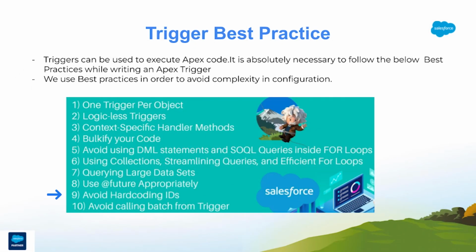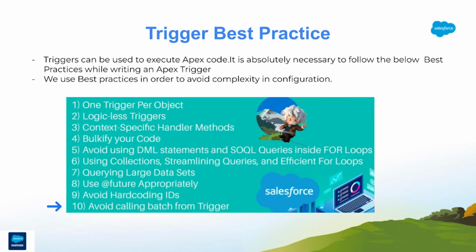Number 9, avoid hard-coding IDs. It's critical to avoid hard-coding any form of value in Apex code, such as IDs, while deploying Apex code between multiple environments or from sandboxes to production. To keep such values, if possible, use a custom label or custom setting. Number 10, avoid calling a batch from a trigger. When a batch is called from a trigger, there's a good risk it will exceed Salesforce's governor limit.